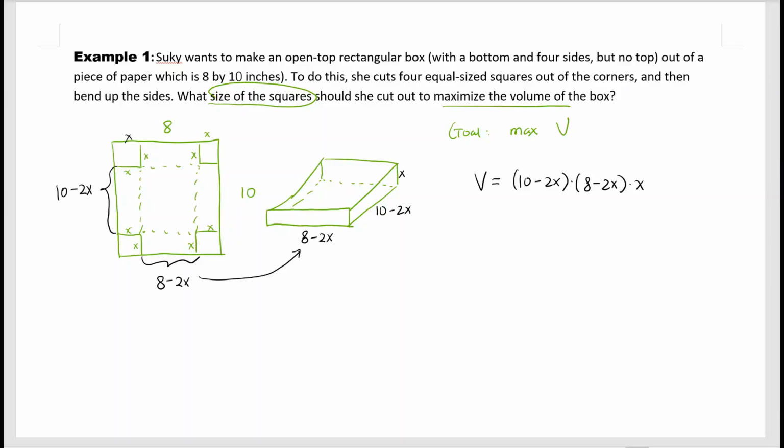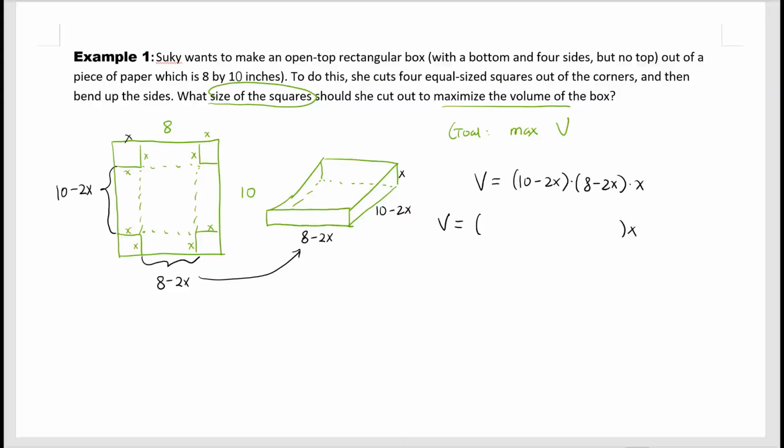So we're ready to differentiate and find the critical points and find the maximum or minimum. But in order to differentiate it, you can see this is a product of 3 terms. I don't like product rules, so what I'm going to do is distribute everything.